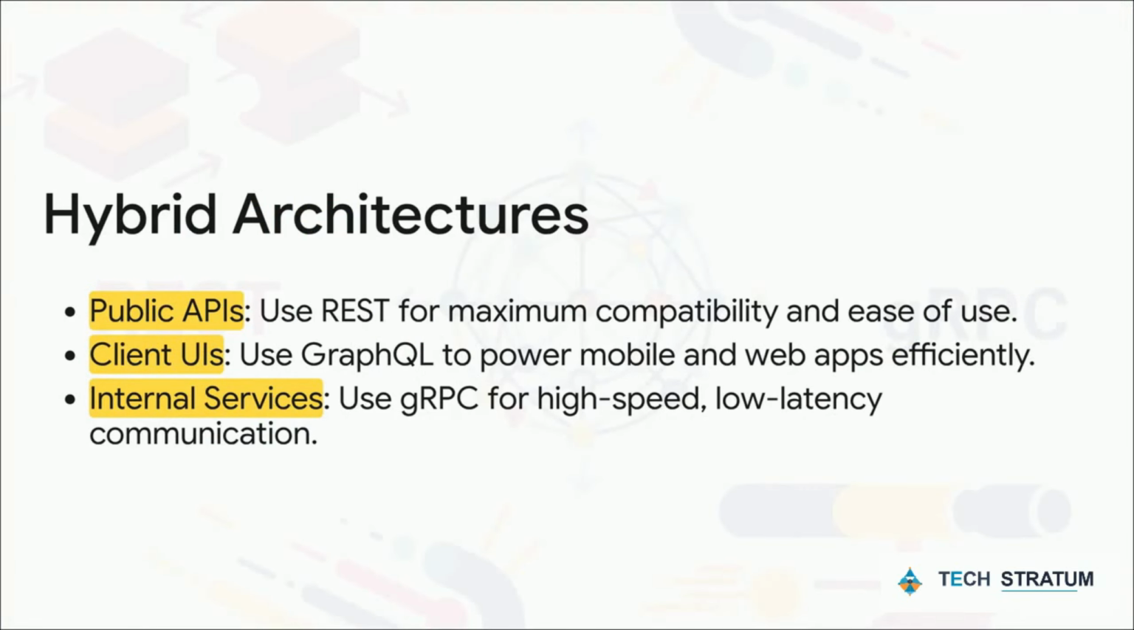But in reality, most sophisticated systems don't just pick one. They use a hybrid approach. A company like Slack is the perfect example of this. Their public API, the one for third-party developers, that's REST. But the data layer that powers their own mobile and desktop clients, that's GraphQL, acting as a kind of back-end for front-end. And all the communication between their internal services is a high-speed gRPC mesh. See? It's all about using the right tool for the job at each layer of your architecture.